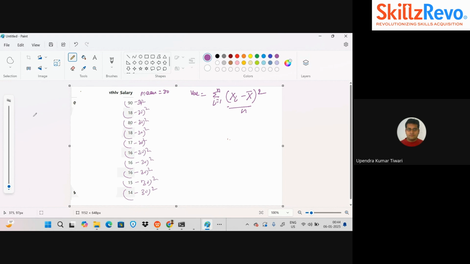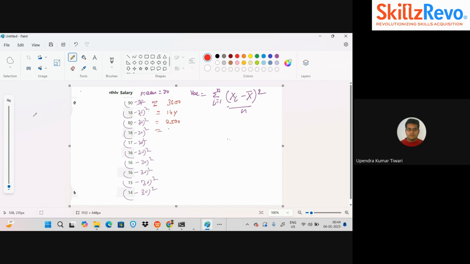So 90 minus 30 is what? 60. 60 square is what? 3600. 18 minus 30 is what? Minus 12 or 12, whatever. 12 square is what? 144. 80 minus 30 is 50. 50 square is 2500.